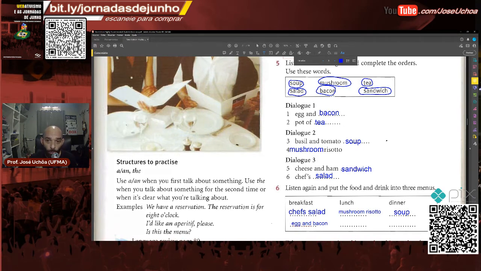How about tea? Does tea go for lunch, breakfast, or dinner? Tea, a pot of tea. Well, I would say in our culture, and probably in theirs too, it can be part of breakfast, isn't it? So, a pot of tea. Tea is not a cup of tea, it's bigger, okay? It's like a jar, a pot of tea.